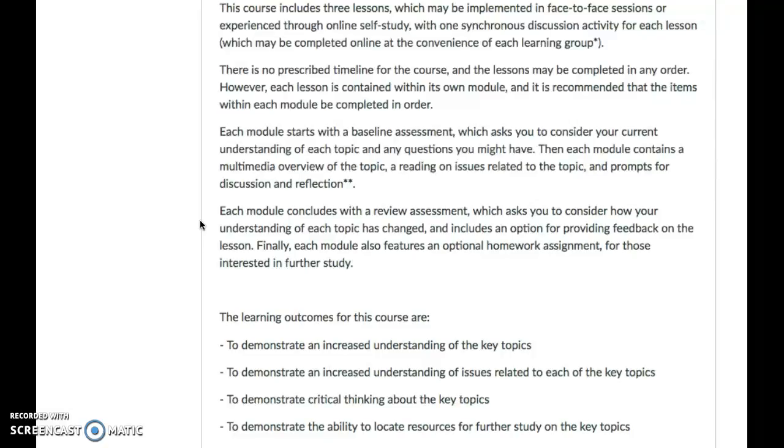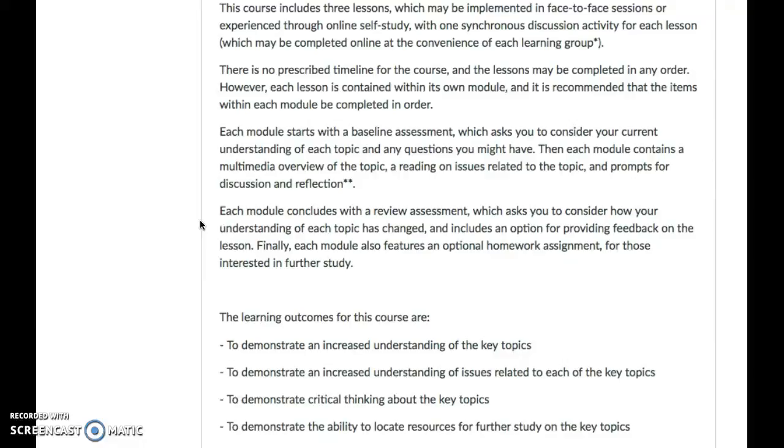completed in order. Each module starts with a baseline assessment, which asks you to consider your current understanding of each topic and any questions you might have. Then each module contains a multimedia overview of the topic, a reading on issues related to the topic, and prompts for discussion and reflection. Each module concludes with a review assessment, which asks you to consider how your understanding of each topic has changed and includes an option for providing feedback on the lesson. Finally, each module also features an optional homework assignment for those interested in further study.